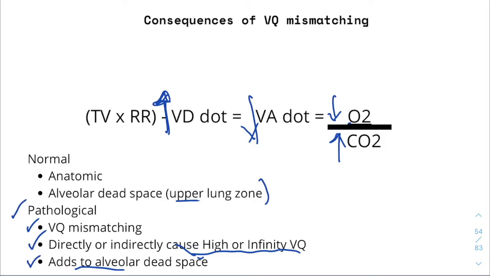Again, increasing your dead space ventilation will decrease your alveolar ventilation. Again, reviewing the relationship, a decrease in alveolar ventilation will cause a decrease in oxygen tension, hypoxemia, and increase your CO2 tension, causing hypercapnia.